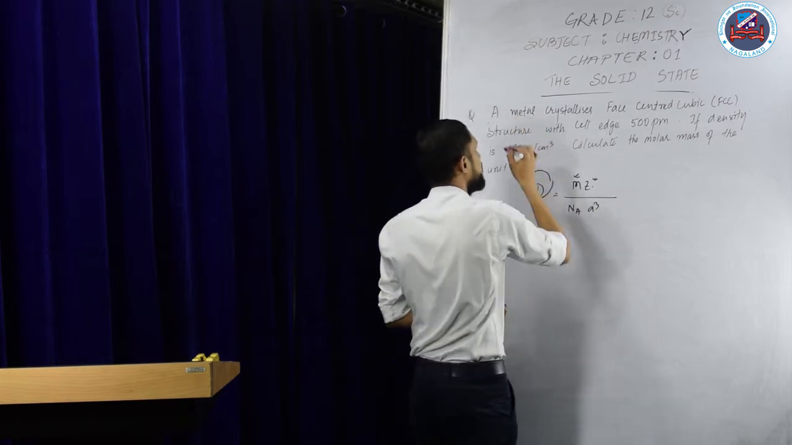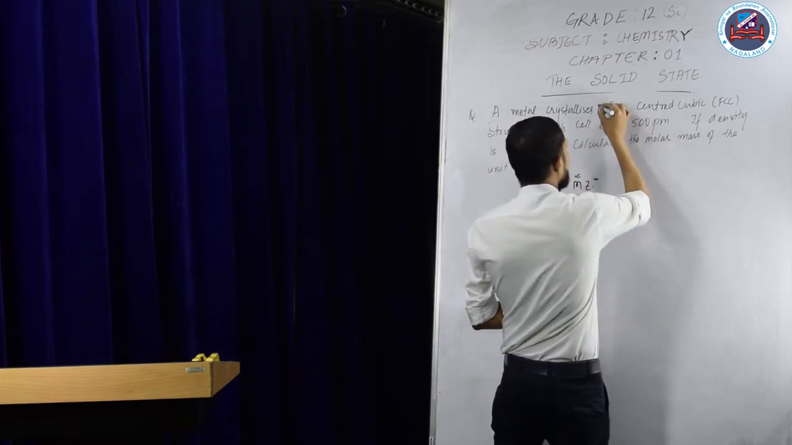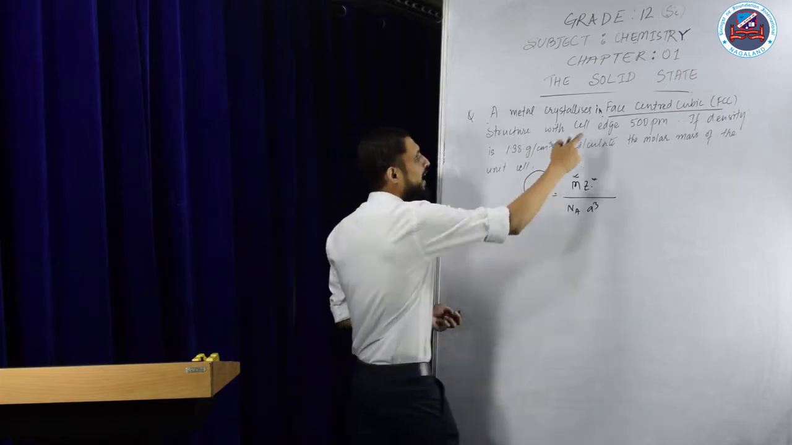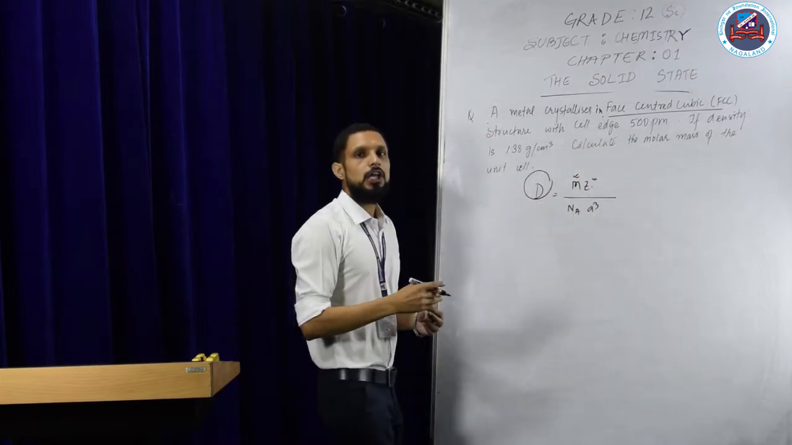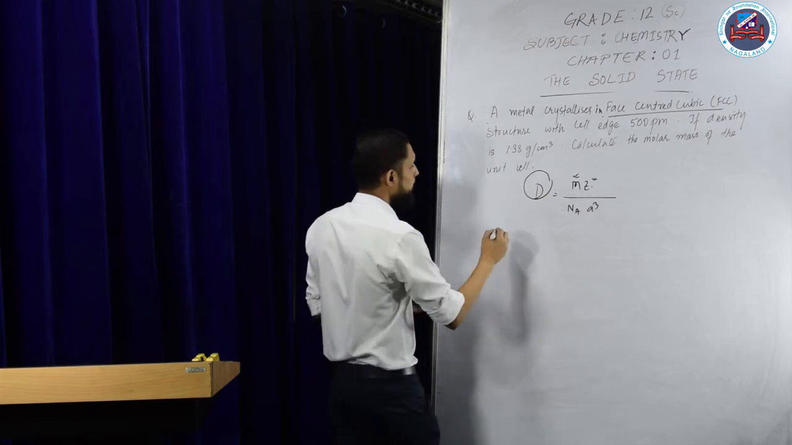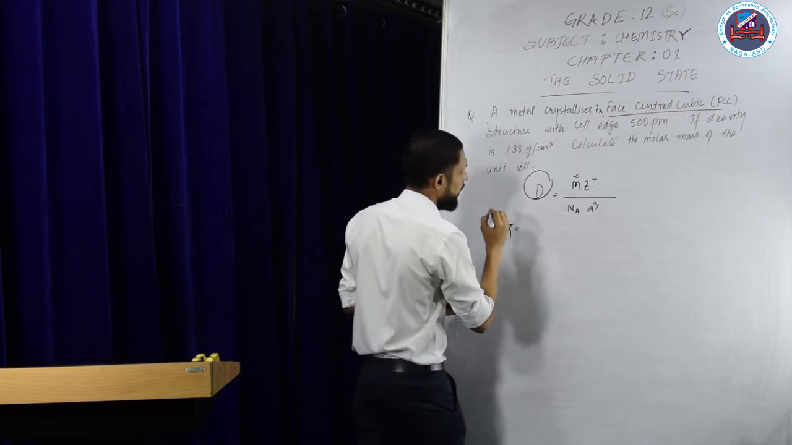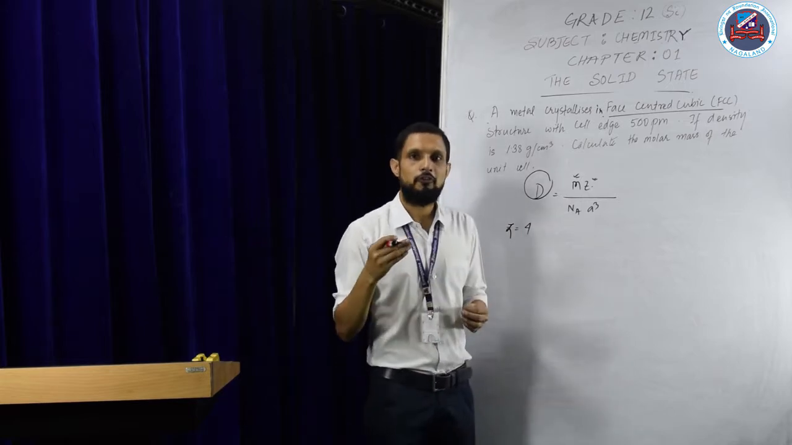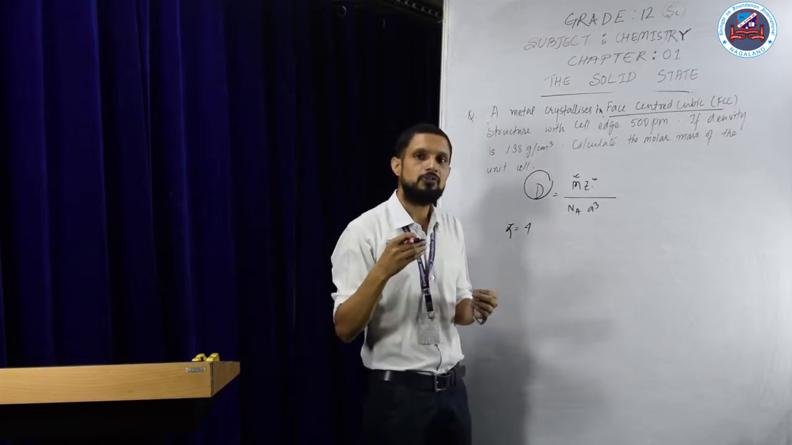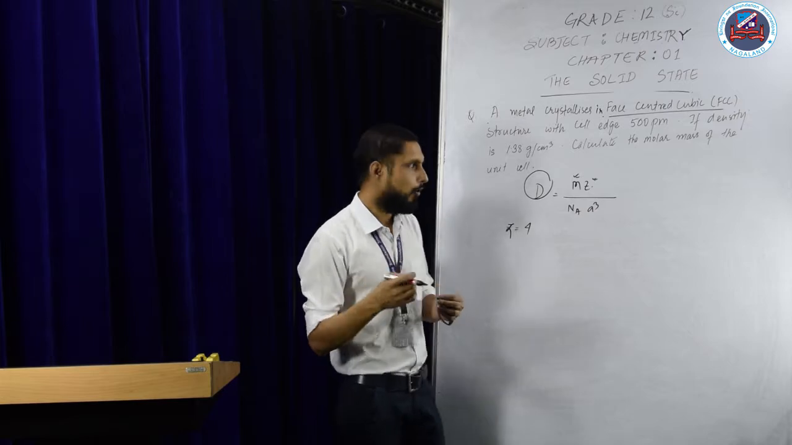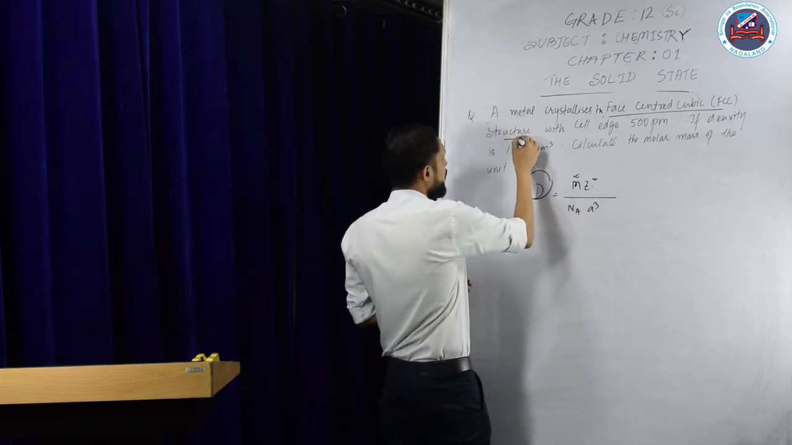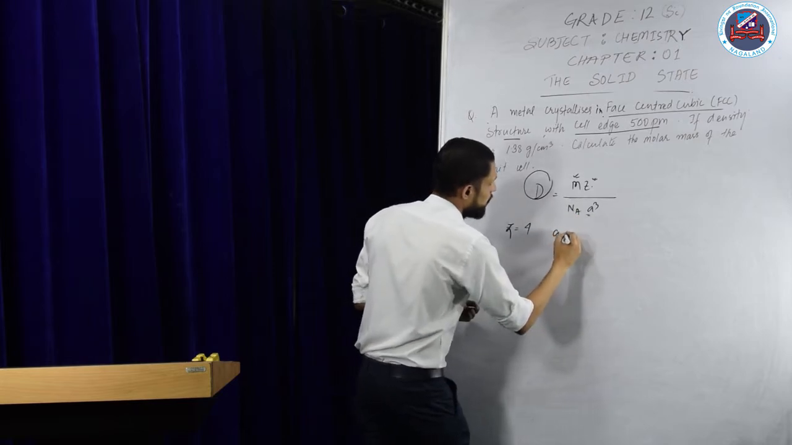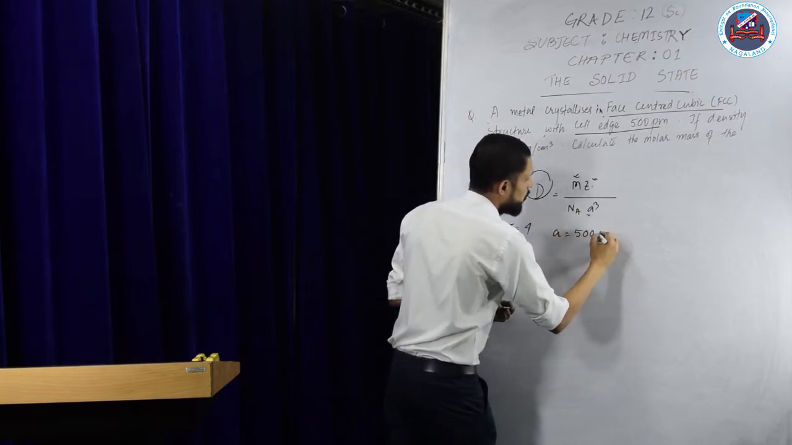A metal crystallizes in a face-centered cubic unit cell. So we know that if it is a face-centered cubic unit cell, the number of atoms, that is Z, is equal to 4, which I mentioned in the last video. If it is simple, the number of atoms is 1. If it is body-centered, the number of atoms is 2. If it is face-centered, the number of atoms is 4. The structure has a cell edge length, that is a, equal to 500 picometer.